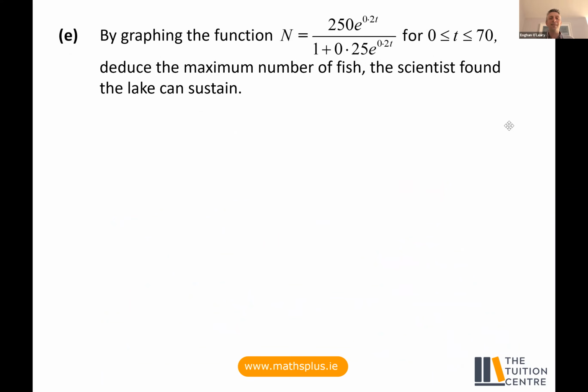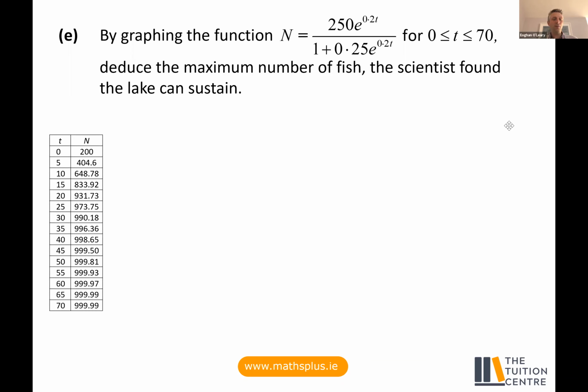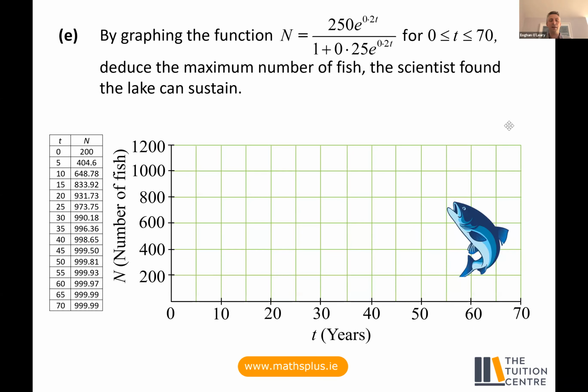Okay. Last but not least, by graphing this function between 0 less than or equal to t less than or equal to 70, deduce the maximum number of fish the scientists found the lake could sustain. So when you put in these values, you could do mode 3 on your Casio, mode 2 on your new Sharp if you have it, and say start 0, steps 5, end 70, something like that, or even steps of 10, and you're going to get a graph that looks like this.